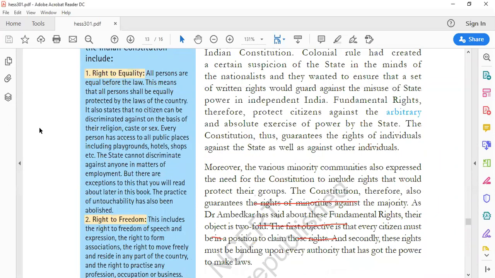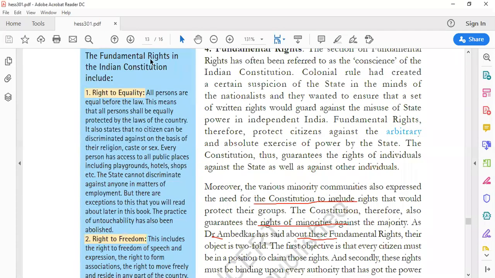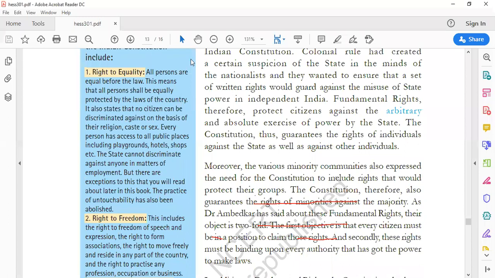Okay, now first we will analyze what fundamental rights are. What fundamental rights do you have? You have the right to equality. What is the article that we use for right to equality? Article 14. Okay, discrimination, Article 15.